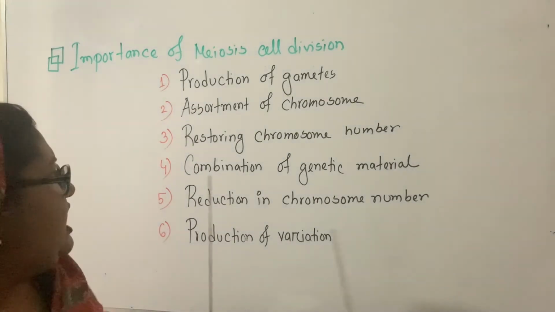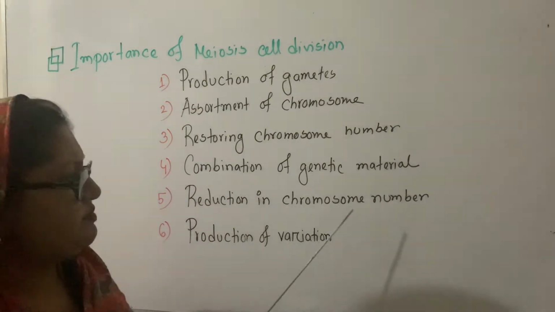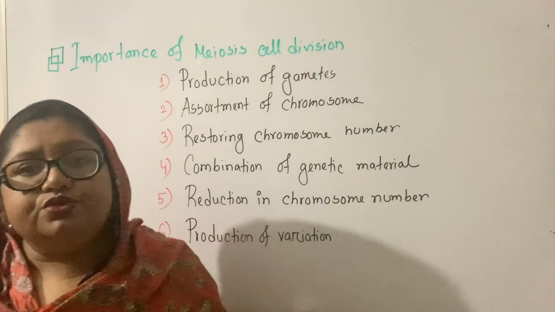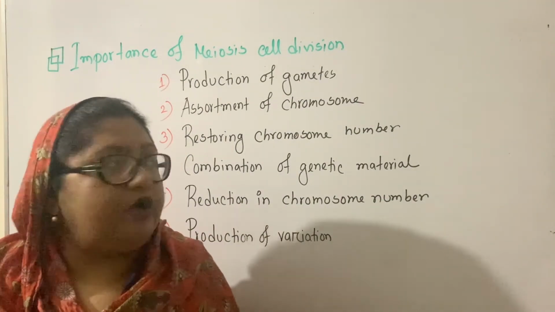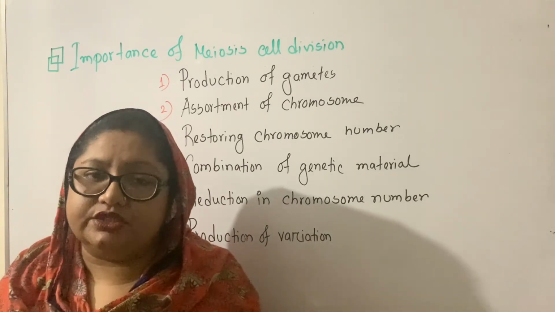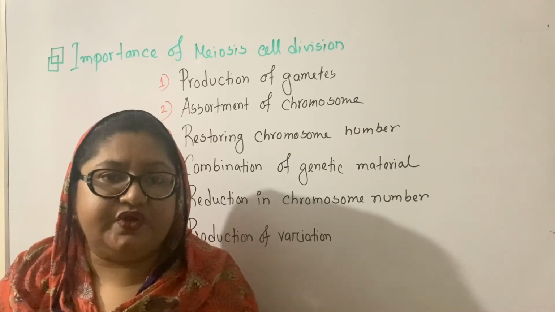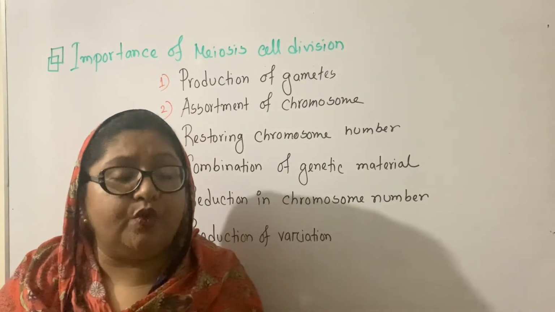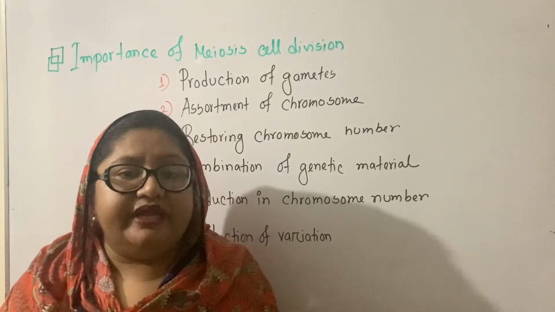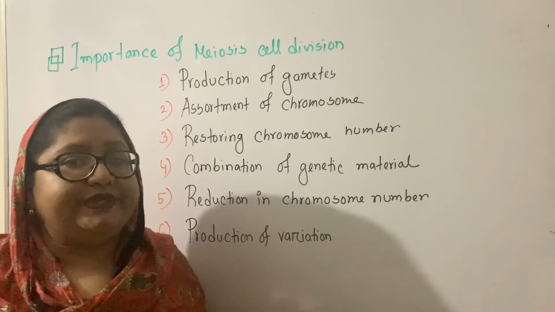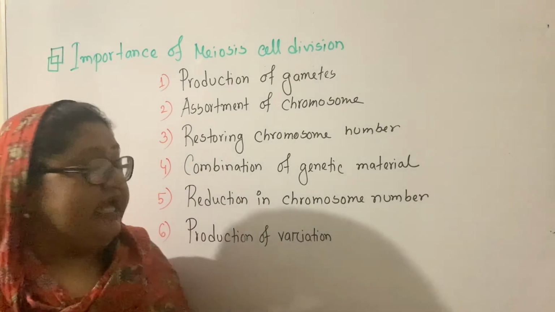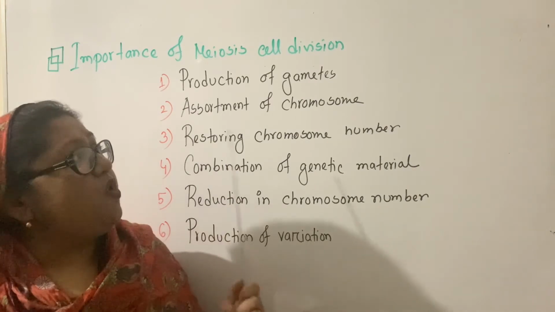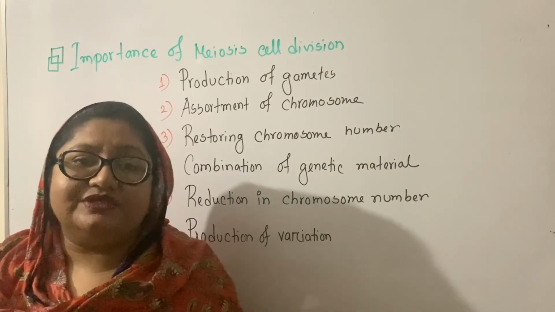And production of variation. In case of point number 4, the combination of genetic material which occurs results in the production of variation. As a result of meiosis cell division, it produces 4 daughter cells. Each of the daughter cells is different from each other, hence different parts are combined together, or they are broken from each other and they form a new combination. That is why variation is found in those 4 nuclei which are formed after meiosis cell division. So my dear students, these all are the importance or significance of meiosis cell division.